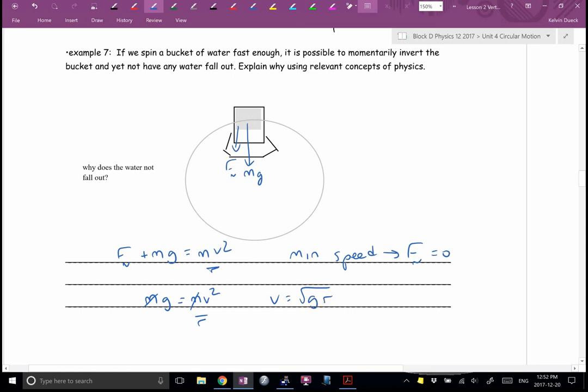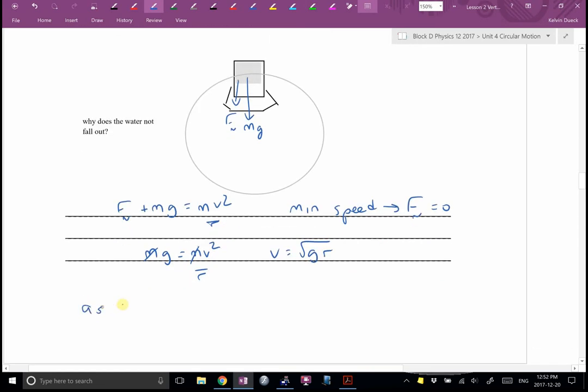So we can safely say as long as v is bigger than the square root of gr, there will be a normal force. What that means is the water molecules feel like they have weight. They feel like they're getting pushed into the bucket because the bucket is pushing back on them. They feel an artificial gravity.